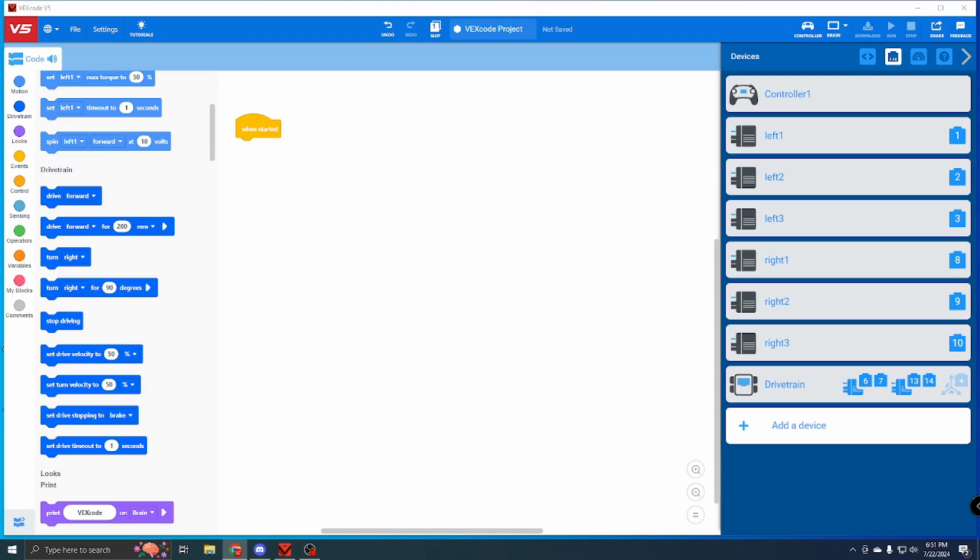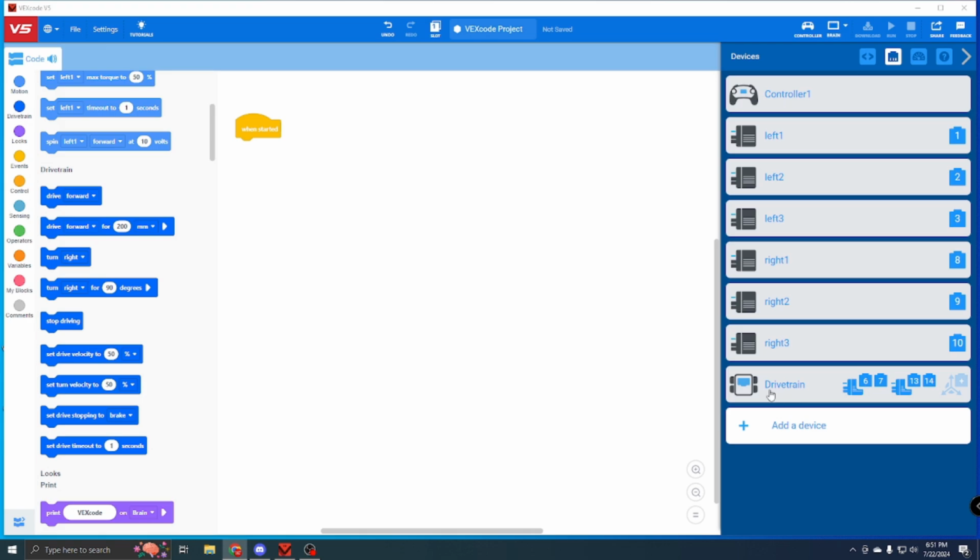This time I've got a question from a local coach who I have helped out a little bit in the past, asking about 6-motor drive bases using blocks. Now if you're familiar with VexCode V5, then you know that you have the option to do 2-motor and 4-motor drive bases, but not 6-motor. So I'll go ahead and show you that now.